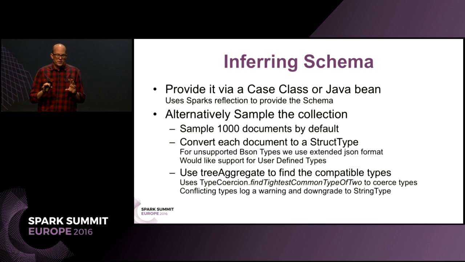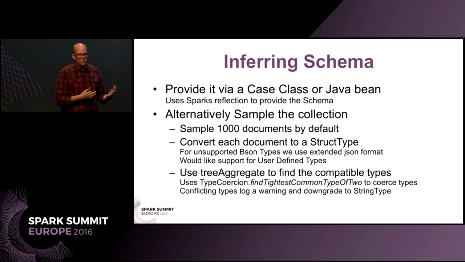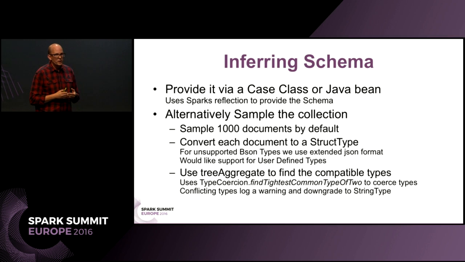When it comes to inferring a schema, you can either provide a schema and use some of Spark's own library, which has reflection for a case class or reflection for a Java bean, and say, turn this into a struct type for me. Alternatively, with MongoDB, and for people in Python and R, they're not going to be able to provide these things. So we sample the collection, and it's pretty simple. By default, we sample 1,000 documents. That's configurable. And we turn our data into a struct type.